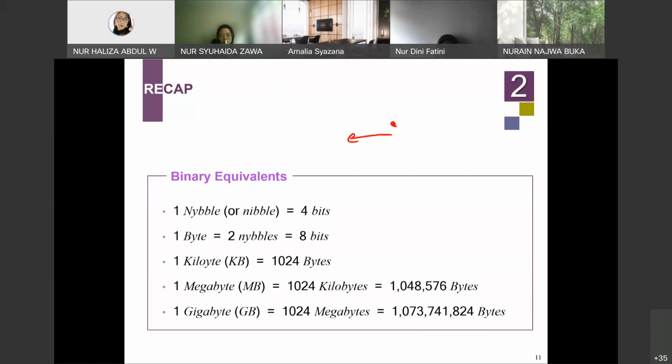1 nibble is 4 bits. 1 byte is 8 bits. If you say you will try to remember this after class, then later when you want to apply it, because there are a lot of questions related to this, you have to look for which page it is, page 11, and look back. Oh, nibble is 4 bits. Then it's going to be hard for you. So write it in your small note, maybe just memorize it directly.